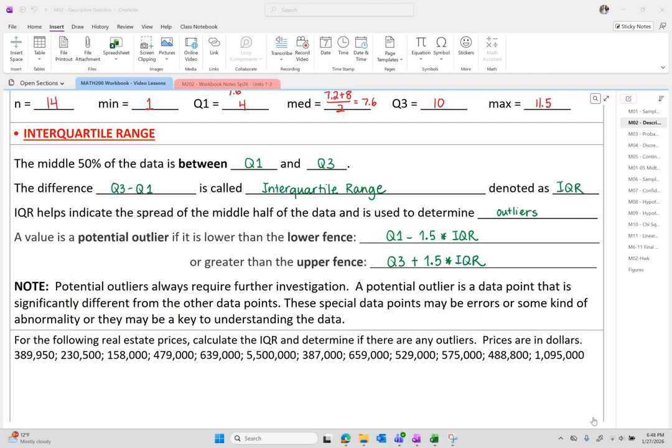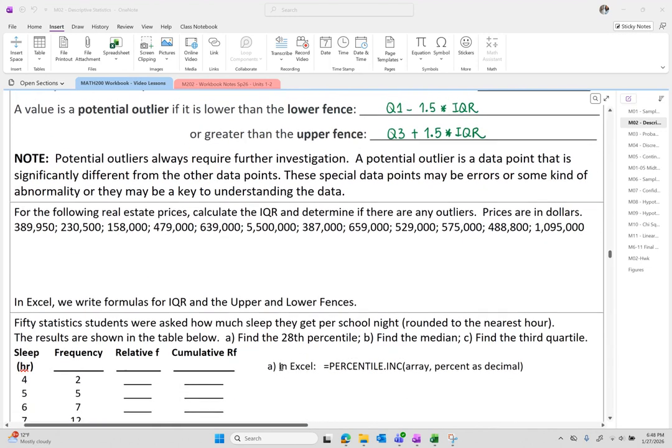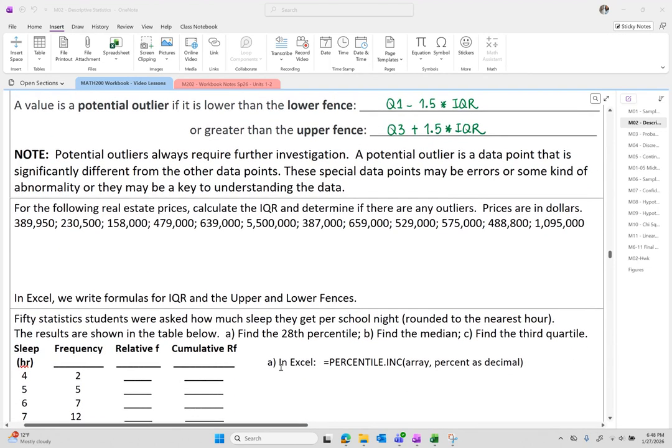A data point that is significantly different from the other data points is something that you want to investigate. We saw that in an earlier section in this chapter. These special data points may be errors or some kind of abnormality, or they may be a key to understanding the data. We have an example here. We have real estate prices, and we want to calculate the IQR and determine if there are any outliers. The prices are in dollars.